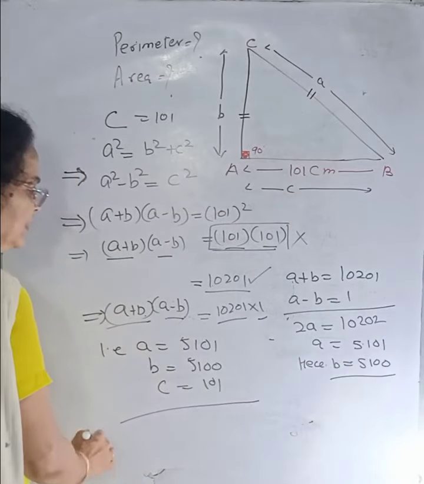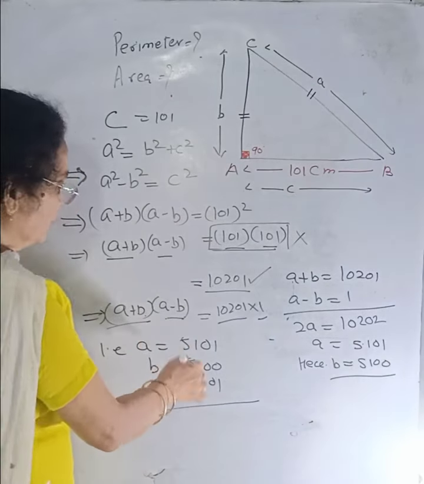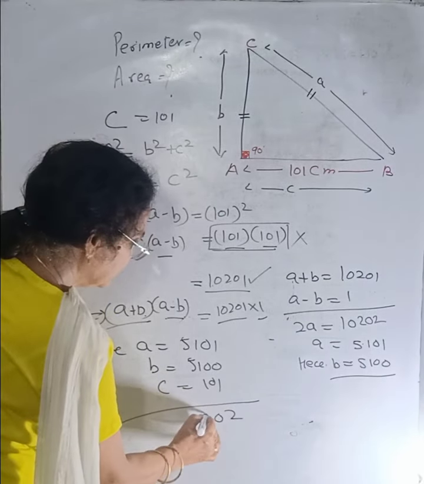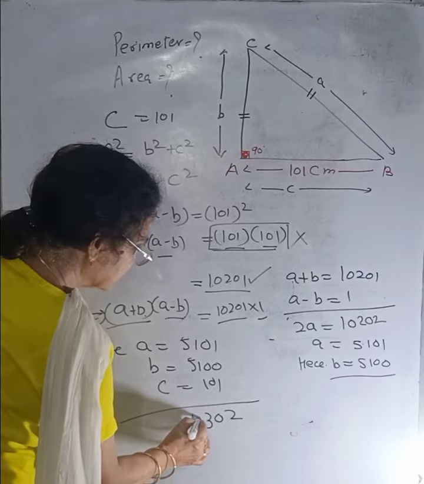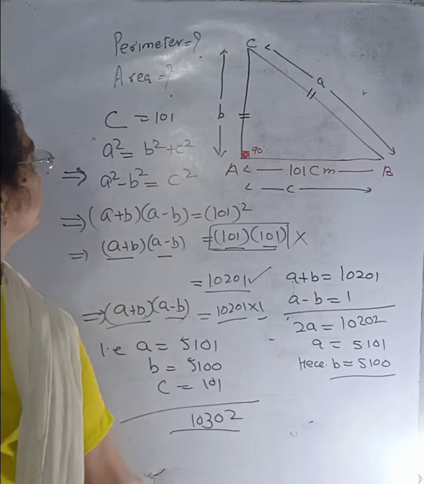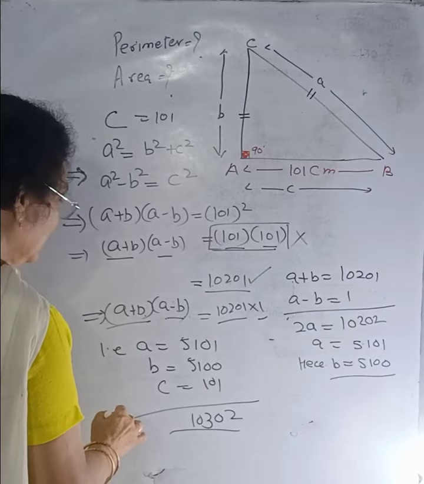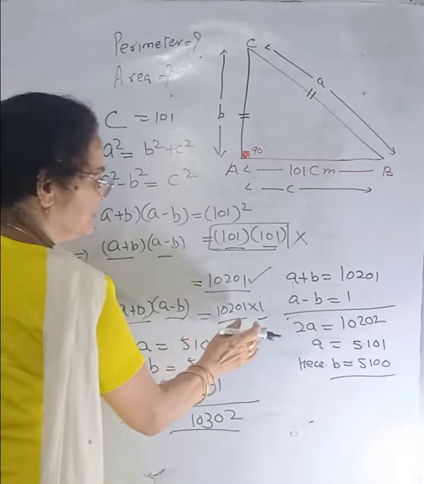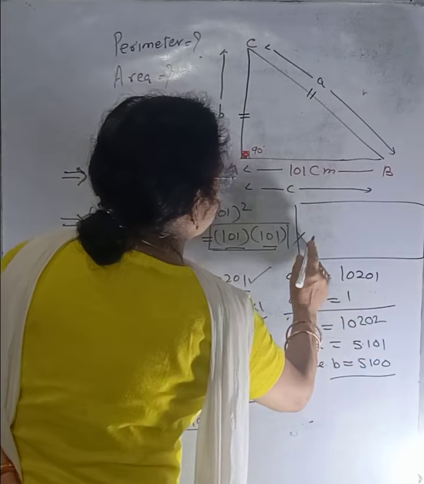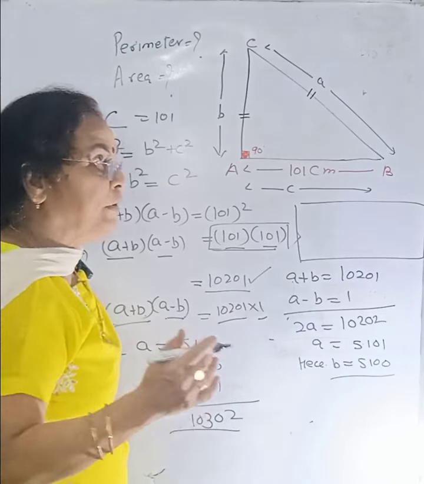So perimeter will be the addition of these three. Perimeter क्या होगा? इन तीनों का जोड़. इसको जोड़ दीजिए. जोड़ेंगे तो ये आएगा 10,302. This will be the perimeter of the whole triangle. Clear? Now, if area is to be found, now we are going to find the area. Area is to be calculated by yourself. I am simply directing you how you can calculate.